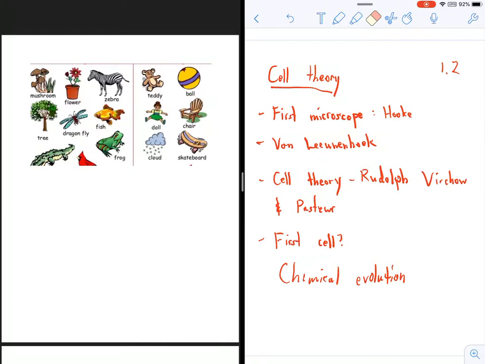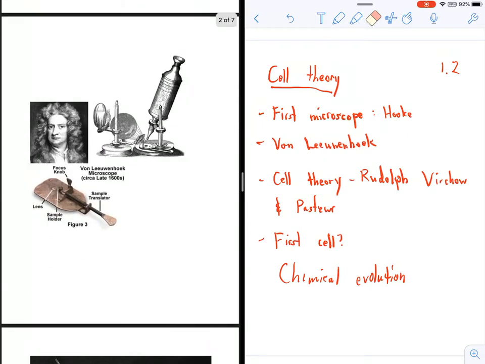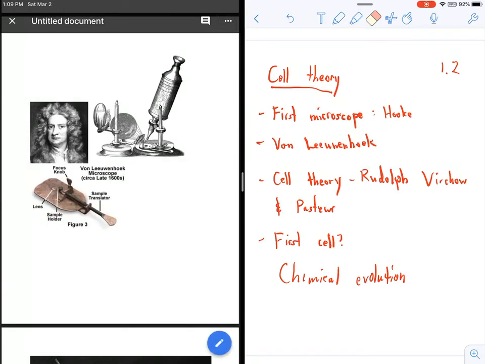1.2 is cell theory. Robert Hooke was the first to make a microscope, but he wasn't the best at it. He was, however, able to identify cells. Van Leeuwenhoek made his own microscope, which was better than Hooke's, and using which he discovered and identified different types of organisms, such as bacteria.